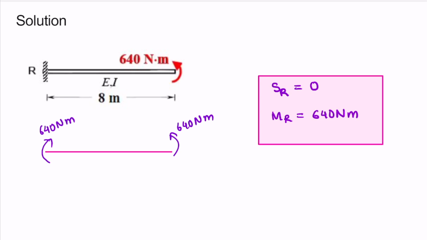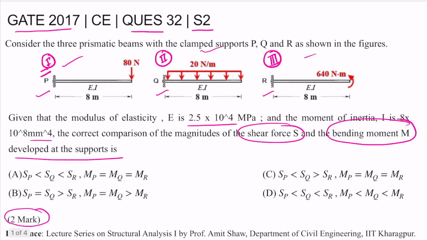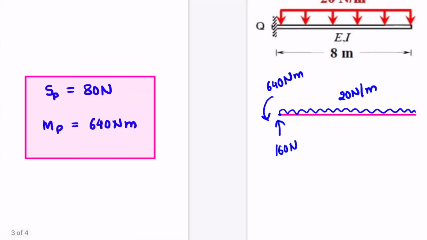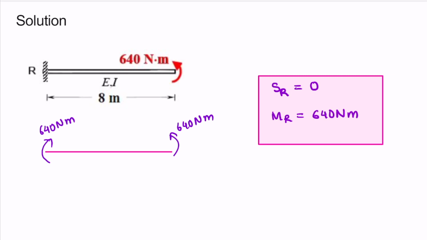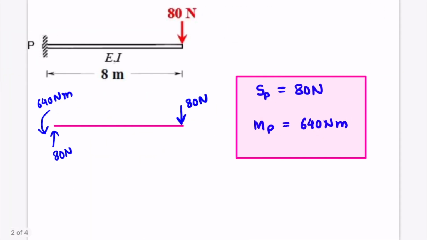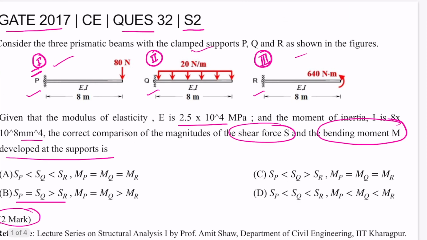Now the last step is to compare these values. So we have 4 options here. In the first option it is written that SP is less than SQ is less than SR, which is wrong because SP is less than SQ but it is not less than SR because SR is 0 here. Option number B is SP is equal to SQ is greater than SR, which is again wrong because SP is not equal to SQ. SP is 80 and SQ is 160. So this option number B is also wrong.